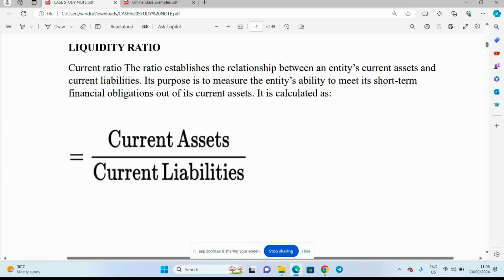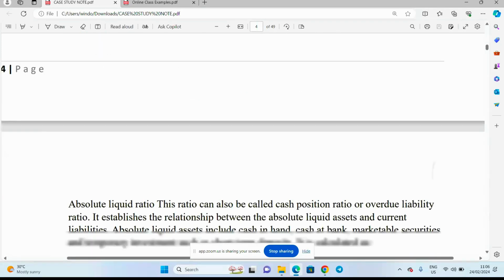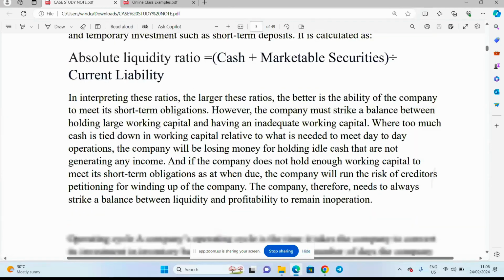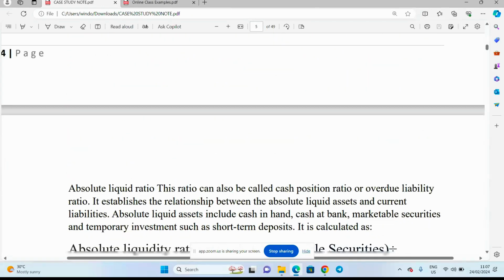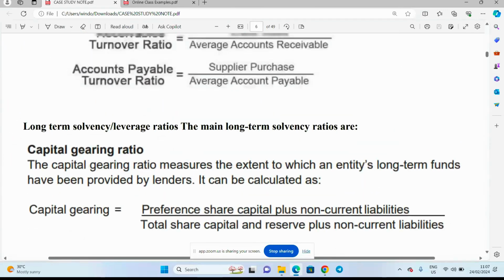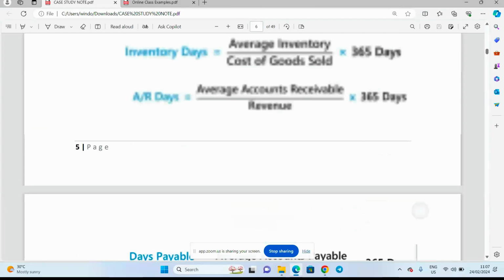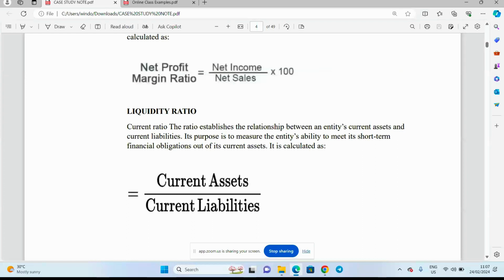Then liquidity ratio. Under liquidity ratio, we have current ratio, we have quick ratio, we have absolute liquid ratio. You understand? Now, current ratio, quick ratio, absolute liquid ratio, operating cycle of the business, before we move to efficiency ratio. Now, under liquidity ratio, it's just current assets over current liability. You understand? That's for current ratio. You know what are the components of current assets? You know that already. You understand?